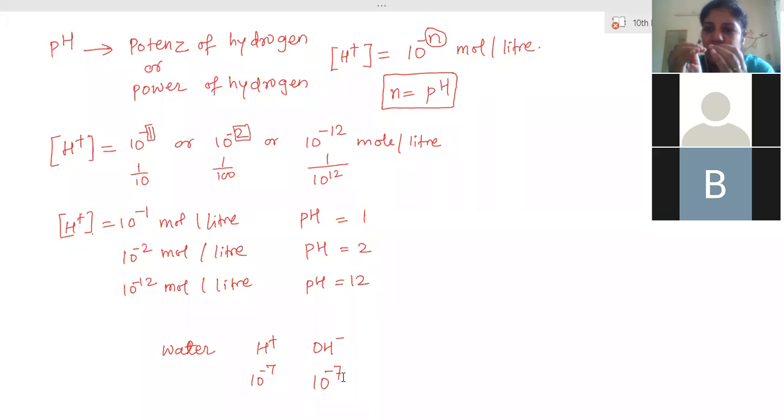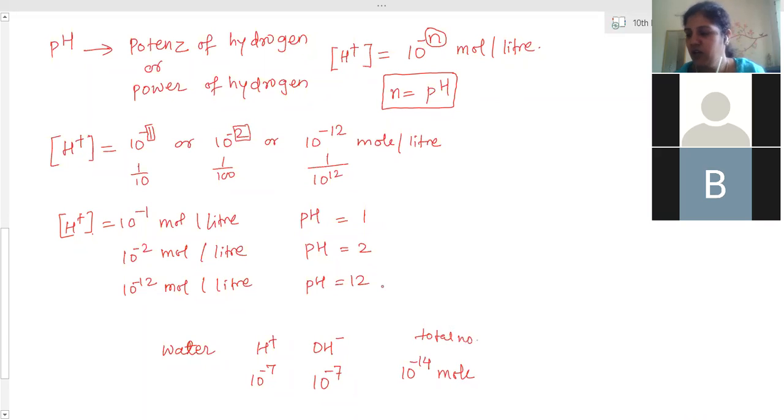Now, when you include both of them together, how many total moles are present in the solution? 10 to the power minus 14 moles. So the total ions present in the water are 10 to the power minus 14 moles. So that means the maximum value of any ion, if the solution has the maximum number of H plus ions, how much is possible?